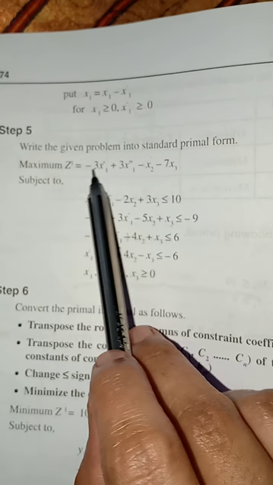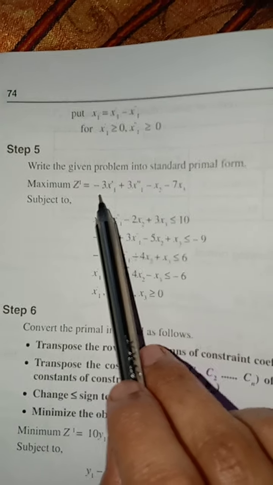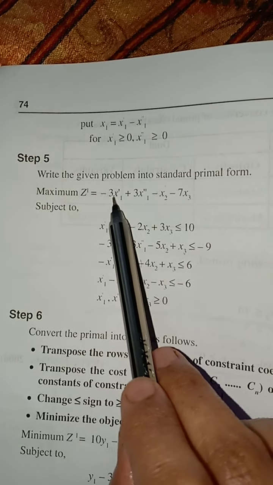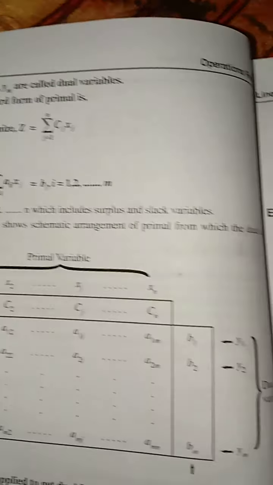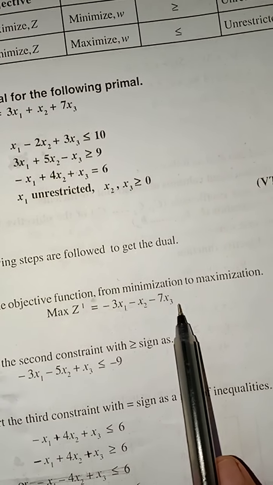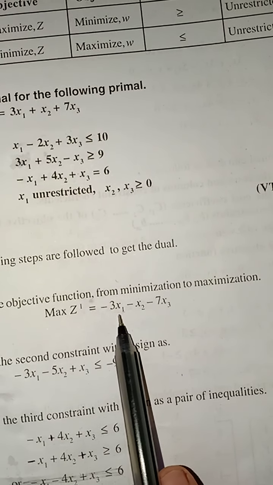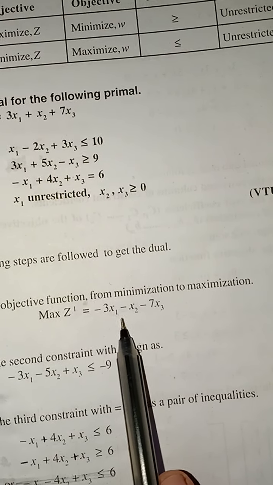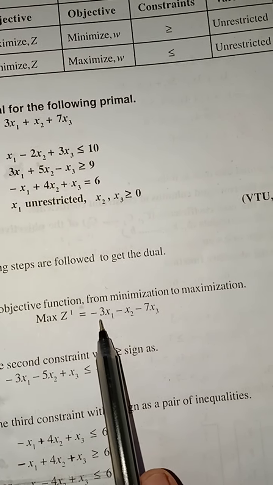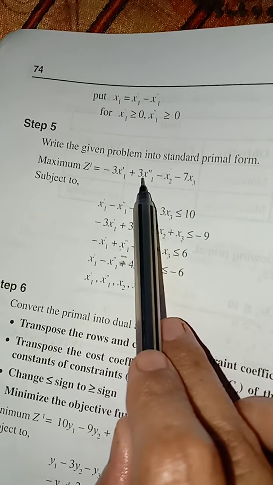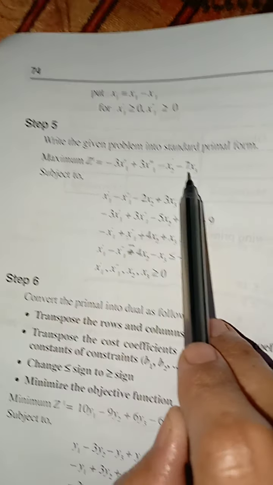Then step 5 is nothing but you have to convert this. Here just see, maximization z equal to, you had 3x1, so in that place you have to just substitute. For example, here you had z dash equal to minus 3x1 minus x2 minus 7x3. Now since x1 is given as unrestricted, you have to substitute x1 dash minus x1 double dash here. When you substitute that value, you get minus 3x1 dash plus 3x1 double dash minus x2 minus 7x3.